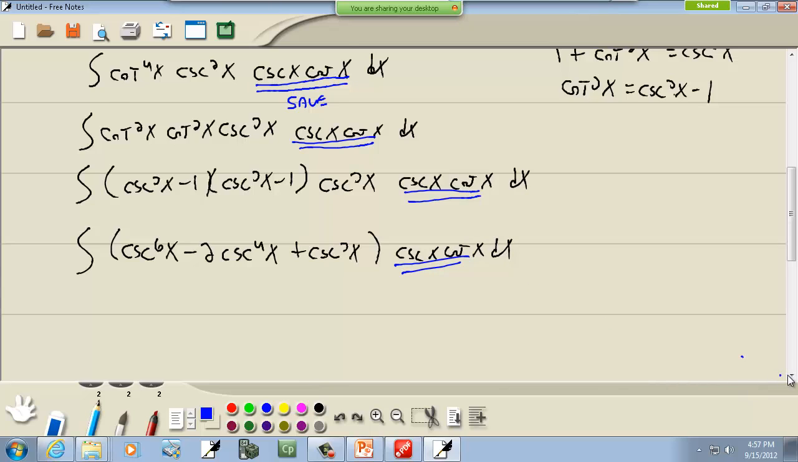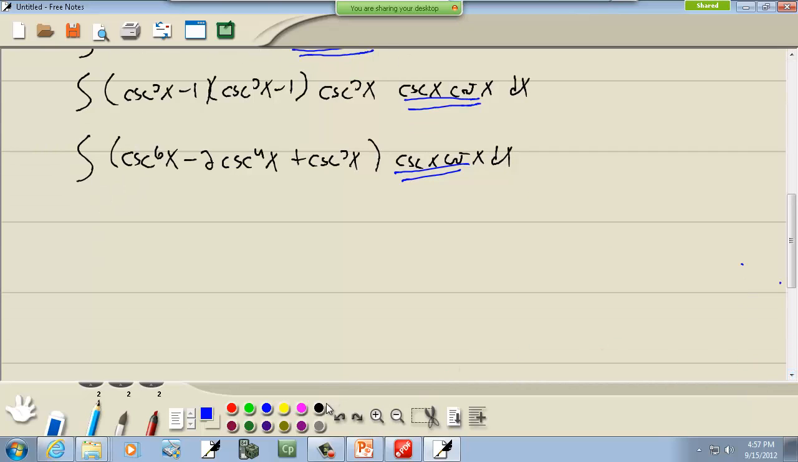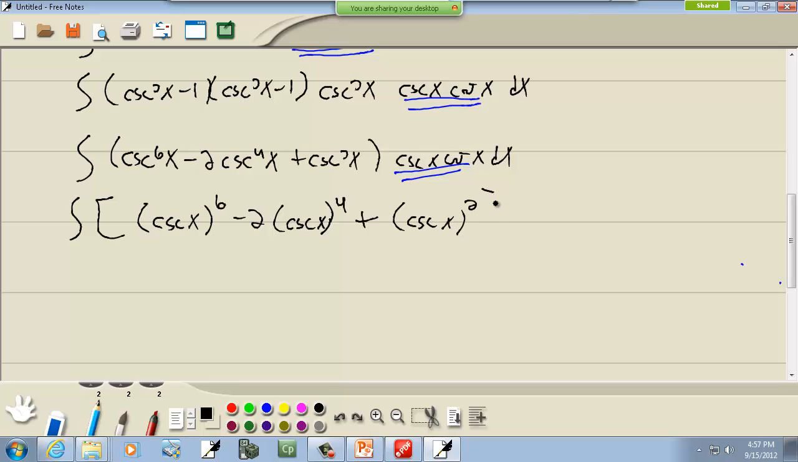First problems, I was trying to show all the steps I didn't show in class. Kind of skipped over some of them. So if you need to see them, they were online. But enough is enough. I can't do any more of all the steps. Of course, that's a good way not to screw up, is to show the steps. And I'll rewrite these. This is cosecant x to the sixth power. This is cosecant to the fourth power. And this is cosecant to the second power. And then our save part.